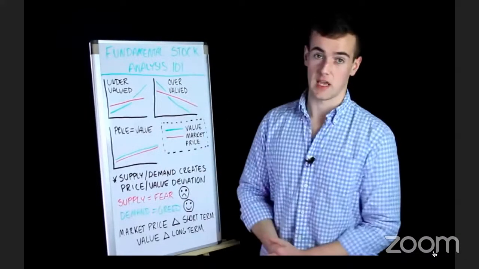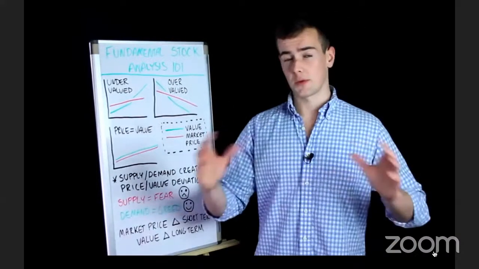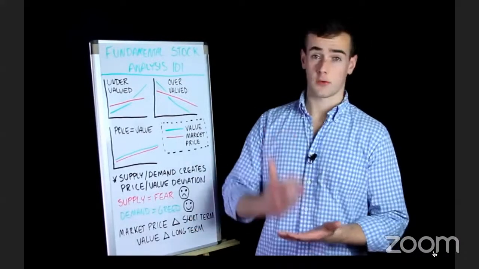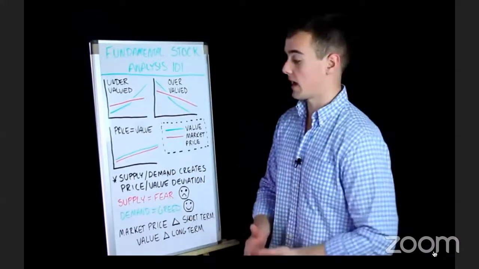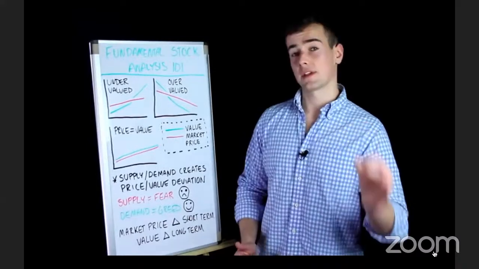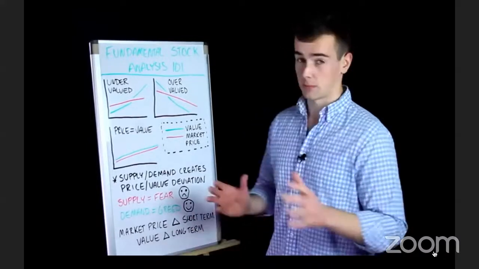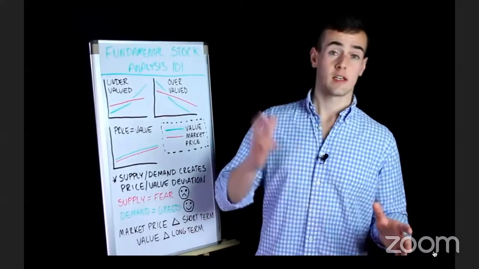They see the price equal to the value, but there is deviation between market price and underlying value taking place every single day. Now, why does this happen? This happens due to supply and demand. Supply and demand is going to create price and value deviation.